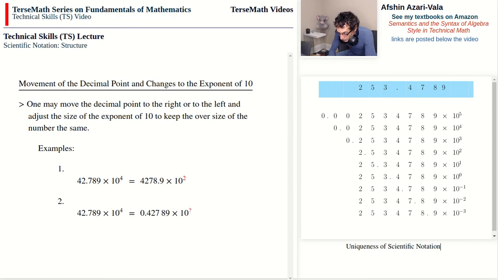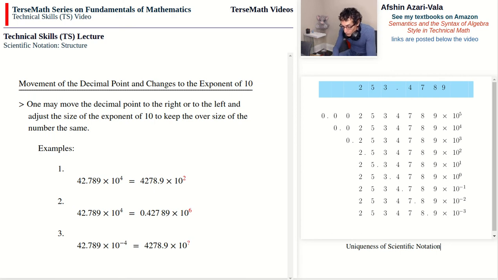Problem number 2, 42.789 times 10 to the power of 4. And now we have moved the decimal point back over 2 digits from where it is here to just behind 4, to the left of 4. That's a movement over 2 digits. That makes the number 100 times smaller. The exponent goes up to compensate for that, from 4 to 6. And you can also go by the quick rule: decimal point moves back, exponent goes up. And so we end up with 10 to the power of 6.